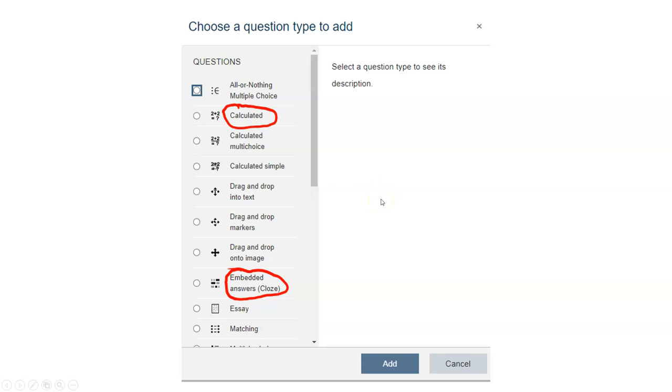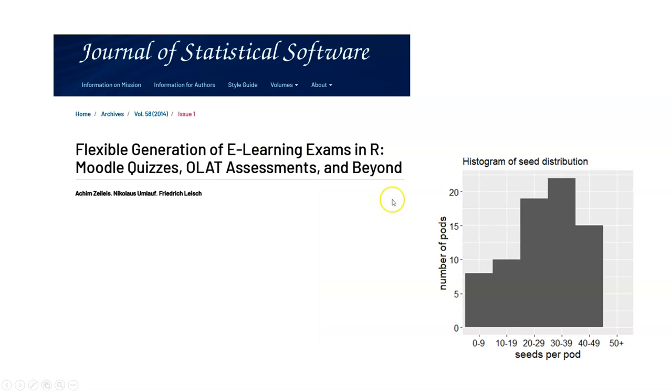So, of course, I had a look. What is R-exams? It is set up by my colleague Achim Zeileis from the University of Innsbruck, and it's just an absolutely fantastic thing. So a big shout out to Professor Achim Zeileis. This is a lifesaver. So it is exactly what it says on the tin. It's a flexible generation of e-learning exams in R.